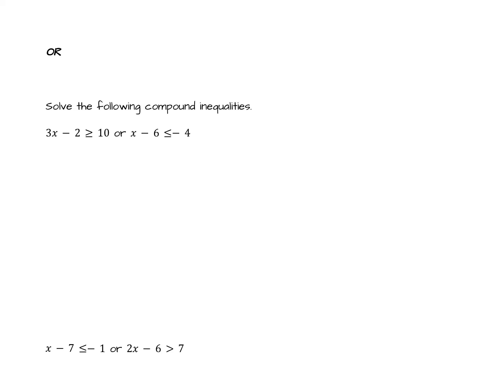Last one we want to talk about is our OR compound inequalities. So for an OR compound inequality, either inequality must be true. So that means as long as I have a solution that works for at least one of my inequalities, then it's fine. It can work for both, but that's not a requirement.